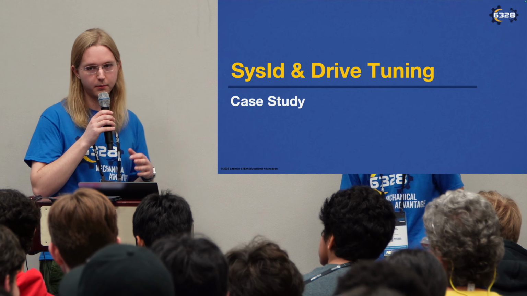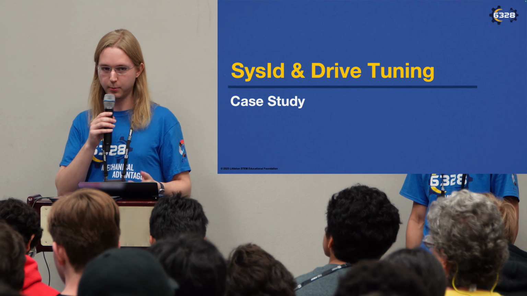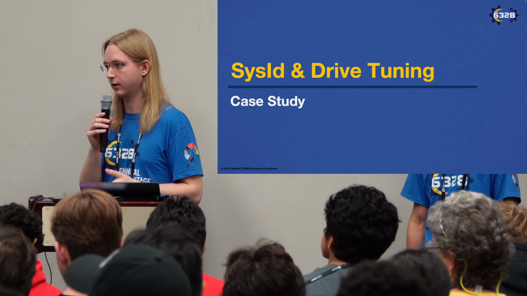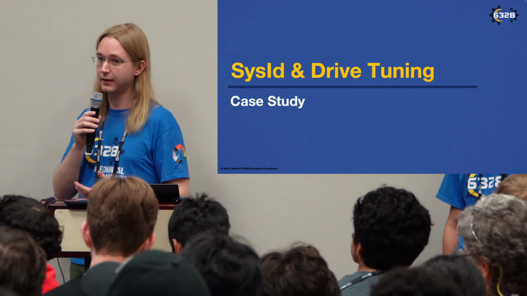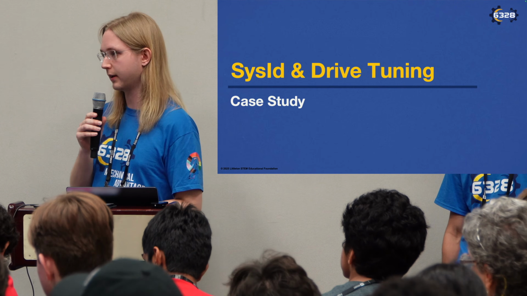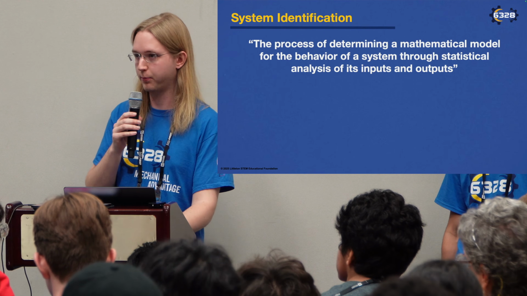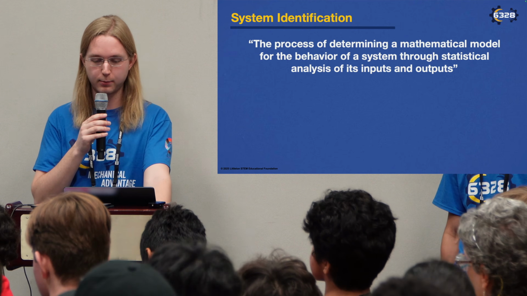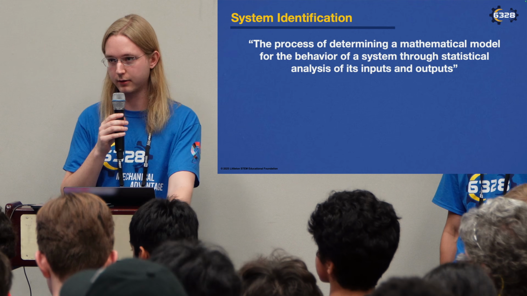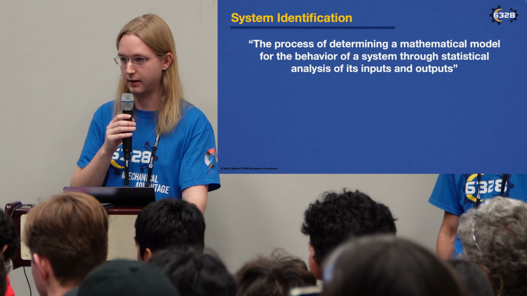Okay, so those couple of case studies were really talking about what we can do with AdvantageScope. But we're going to go in a slightly different direction here, because AdvantageScope is not the only tool available for analyzing log data. System identification is a really powerful tool that's built right into WPILib. Now, broadly, system identification is the process of determining a mathematical model for the behavior of a system through statistical analysis of its inputs and outputs.